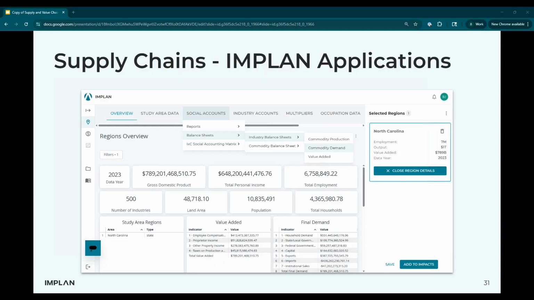Most of the tables we're going to be looking at are in the social accounts tab, both balance sheets and reports. We're going to ignore the SAM for today, right? So reports and balance sheets are going to be where we're living in this discussion. The social accounting matrix is there, but we're not going to be working with that today.